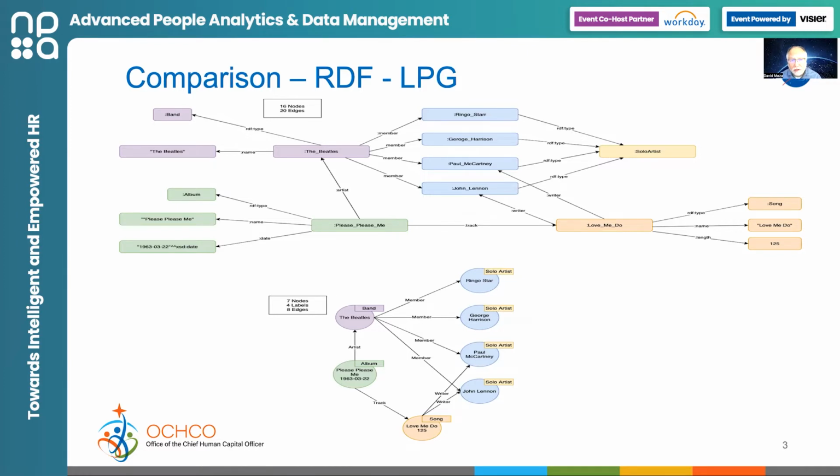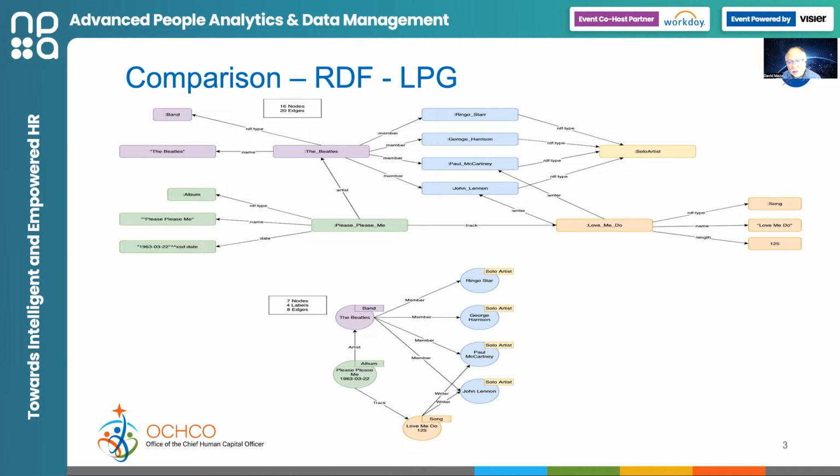So just to compare the two, at the top here I've got an RDF breakout of the Beatles: the four members of the Beatles, a particular song, and an album they've done. Within the RDF, you have 16 nodes and 20 edges to describe the band, the Beatles, with one album and one song. At the bottom, you see a label property graph data model of the same thing, coming down to 7 nodes and 8 edges, a little bit smaller in comparison to the RDF, but it introduces the concept of labels.